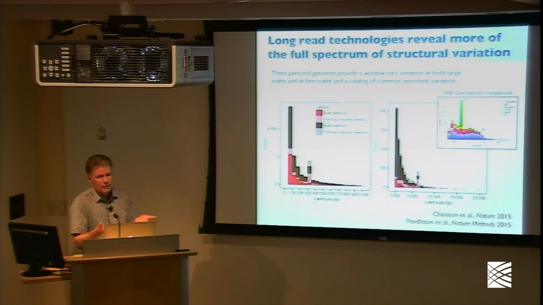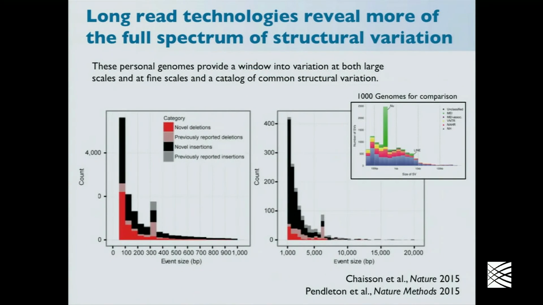And this has been done at least twice. There's one called CHM1 and one called CHM13. And these are really excellent reference samples because they're haploid. It's very easy to call variation because everything's homozygous. And so this is some data from work that was done to deeply sequence and assemble one of these haploid genomes. And this probably gives us the best picture of the full spectrum of structural variation because it was done with PacBio sequencing and short read sequencing as well.